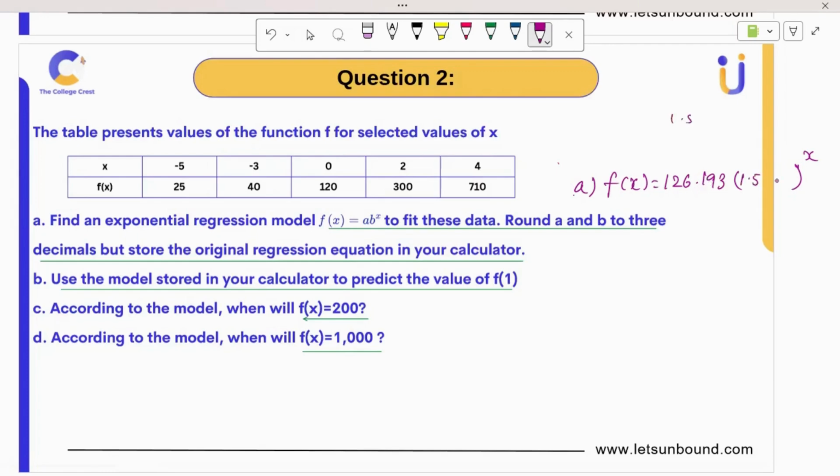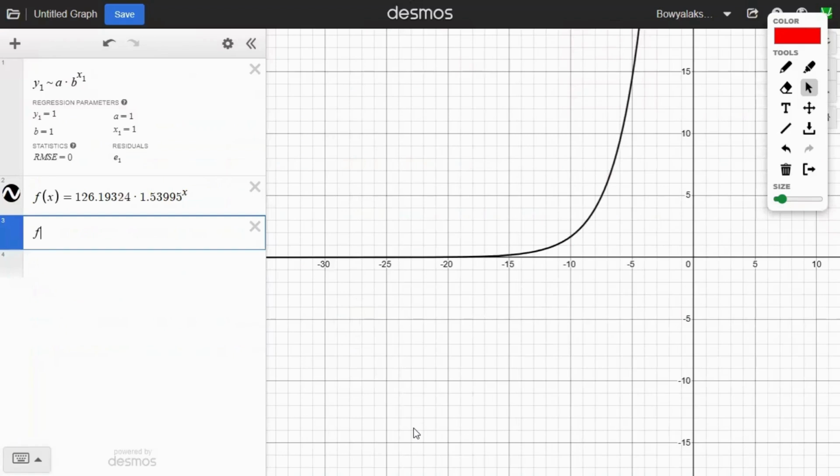Actually, this is what you got. So when you round off, it will be just 1.5 whole power x. So now use the model stored in your calculator to predict the value of f of 1. And I'm going back to calculator now to solve the other 3 parts. So this is my equation I have stored.